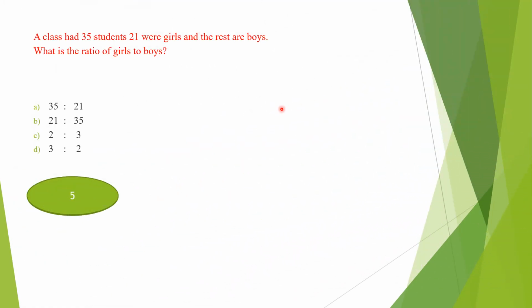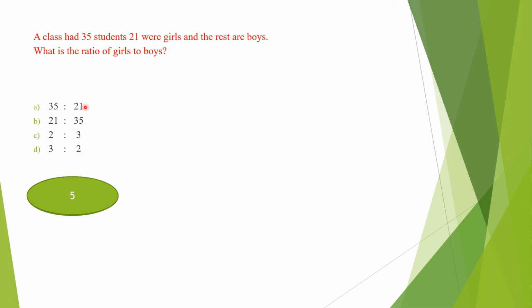Now we are going to try another question. A class had 35 students. 21 were girls and the rest are boys. What is the ratio of girls to boys?